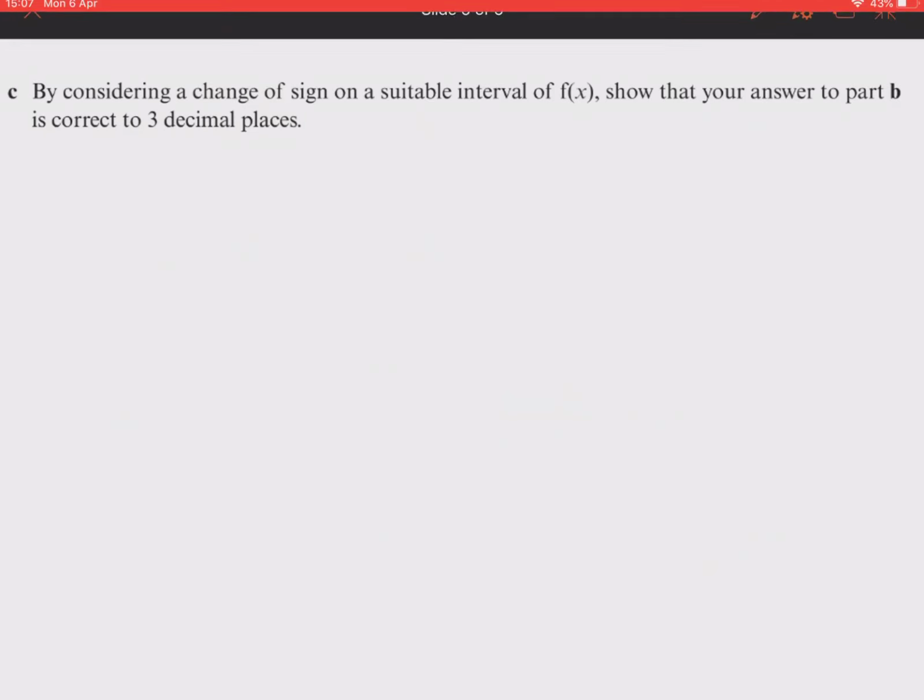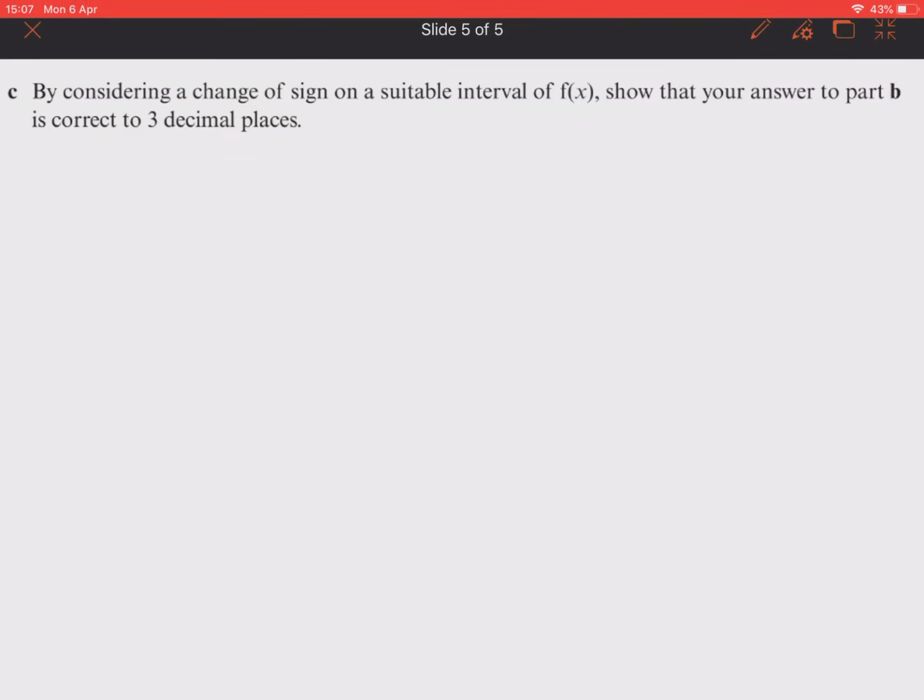So the final part now: by considering a change of sign on a suitable interval of f of x, show that the answer to part B is correct to 3 decimal places. So Newton-Raphson has given us an approximation, which was 0.5782 to 4 decimal places. So to 3 decimal places it'll be 0.578, and we've got to show that that is correct to 3 decimal places. Because it's only an approximation, it could be slightly more or slightly less than 0.5782.